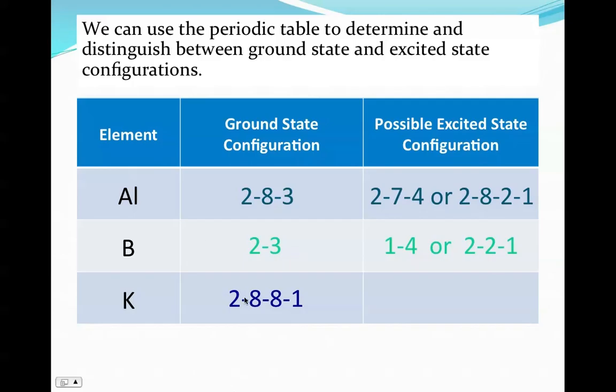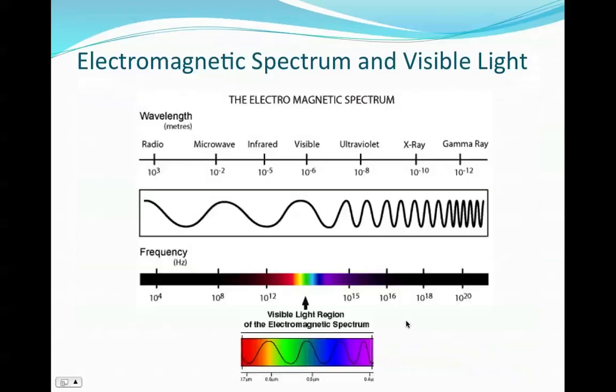And finally, with potassium, 2-8-8-1, I could have something like 2-8-7-2. And again, I've moved it from the third energy level and it's gone up to the fourth. And there's a lot of other options for excited state configurations. However, one that wouldn't be possible is if I had moved it from the first to the second, because then I would have gone over the maximum number of electrons. Okay, so just some ideas of some excited state configurations. These ones cannot be found on the periodic table.